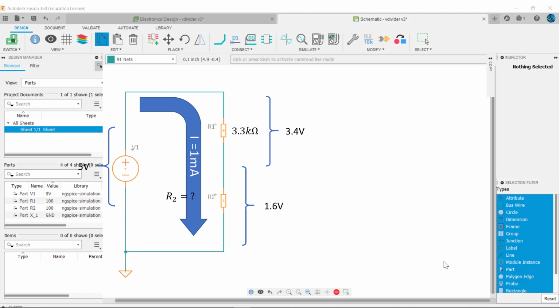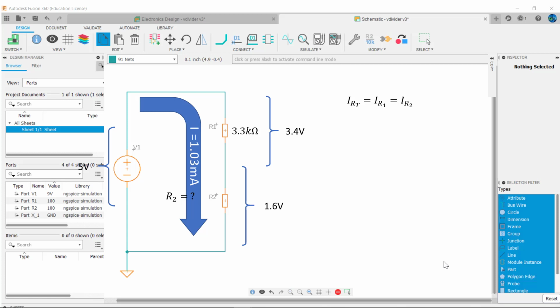We can revise our current through the divider to maintain accuracy, but for most applications, it's not needed. We'll do it here so our calculations remain accurate, because current is the same in all parts of a series circuit, I R total equals I R1 equals I R2. Formally, this is called Kirchhoff's current law. And I R1 equals V across R1 divided by R1, or 3.4 volts divided by 3.3 kiloohms, which equals 10.3 milliamps.